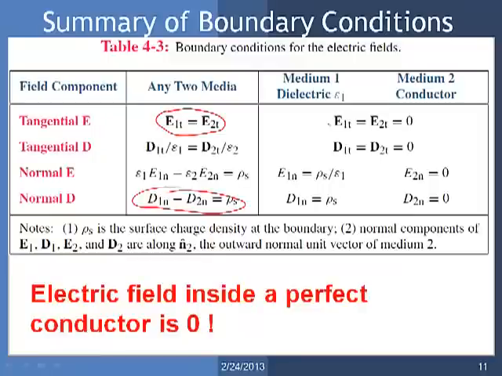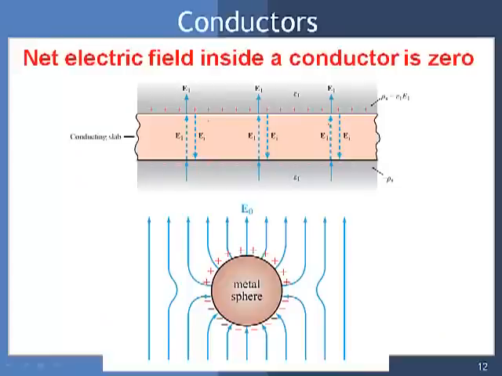We also talked about what would happen if you have a perfect conductor. And we argued that because there is an abundance of charges freely to move inside a perfect conductor, the electric field inside the conductor has to be zero. And this can be illustrated by this figure here.